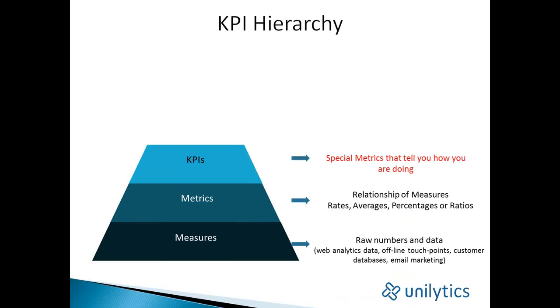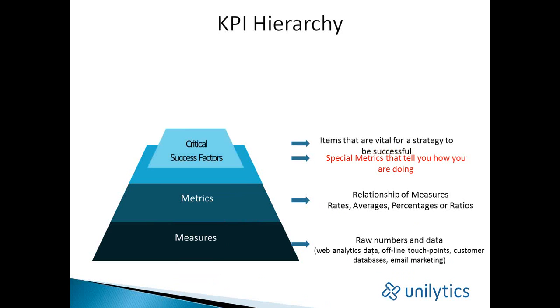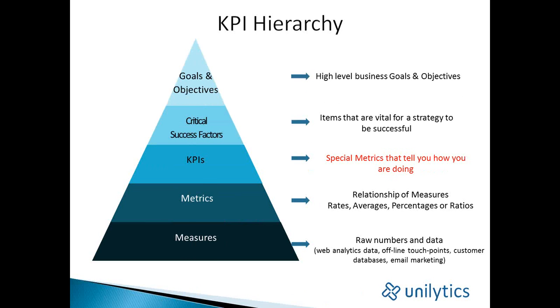Some of those metrics, and you can imagine there would be an unlimited number of metrics, some are important enough to tell us how our business is doing. They are our KPIs. And above that, we have critical success factors, or CSFs, and these are things that are vital for a strategy to be successful. And above all are the goals and objectives. And this is the high-level goals and objectives set by management.